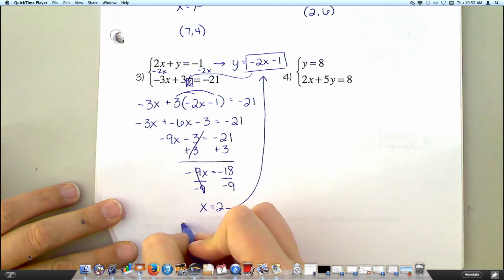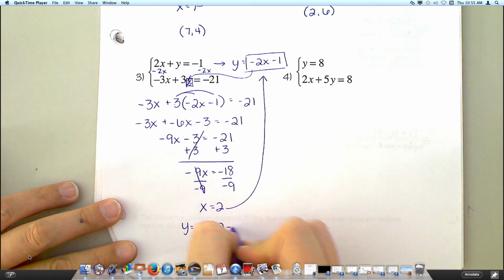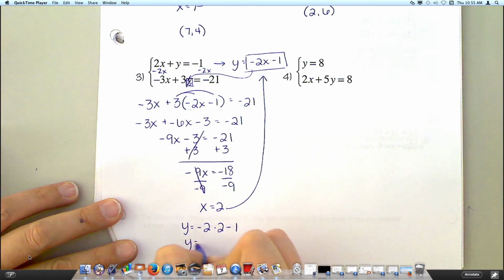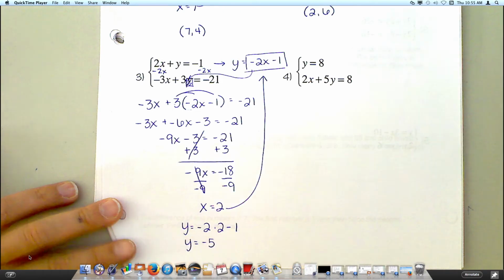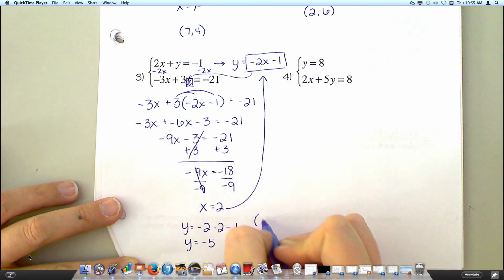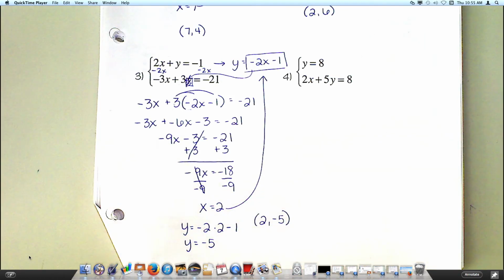So I would say y equals negative 2 times 2 minus 1. That's negative 4 minus 1, which is negative 5. And so then my coordinates would be 2, negative 5. Good?